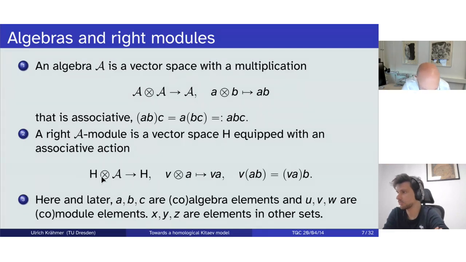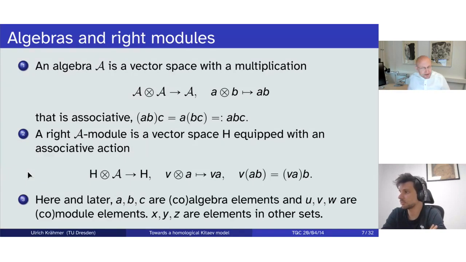And note, I will try to use consistent letters. So small a, b, c will always be elements from some algebra or some co-algebra. Small u, v, and w will always be elements in some vector space. So think states of a quantum system. And there will also be x, y, z, elements from other things like groups. So whenever you see a, b, c, think operators. Whenever you see u, v, w, think states, if you are more physically inclined.